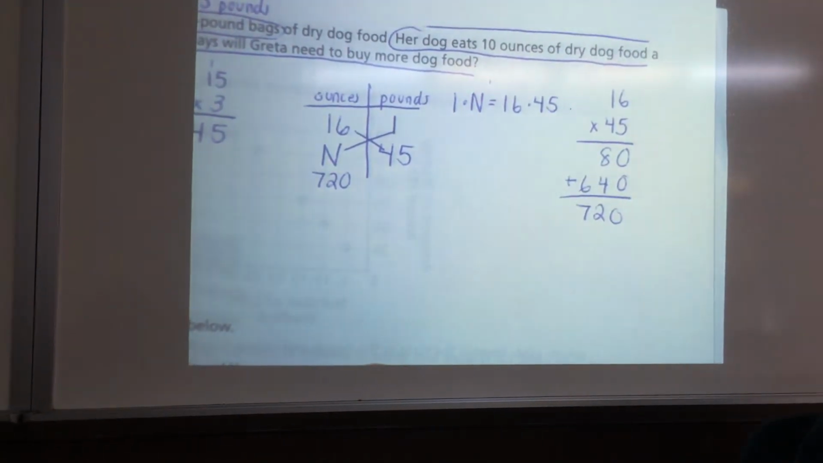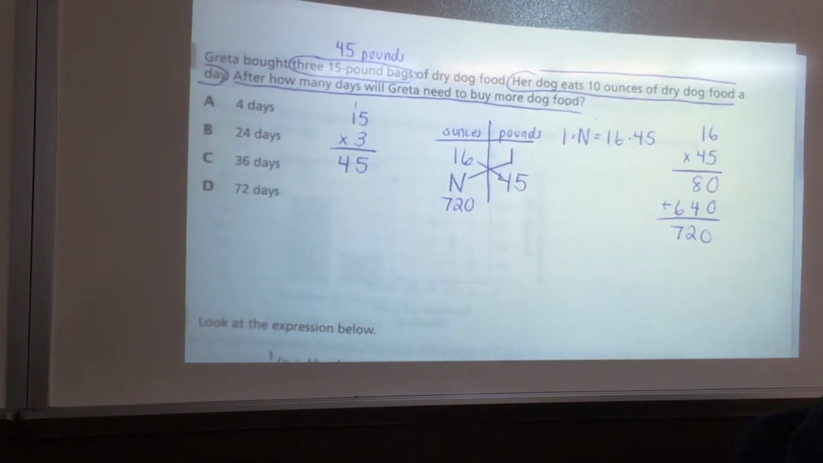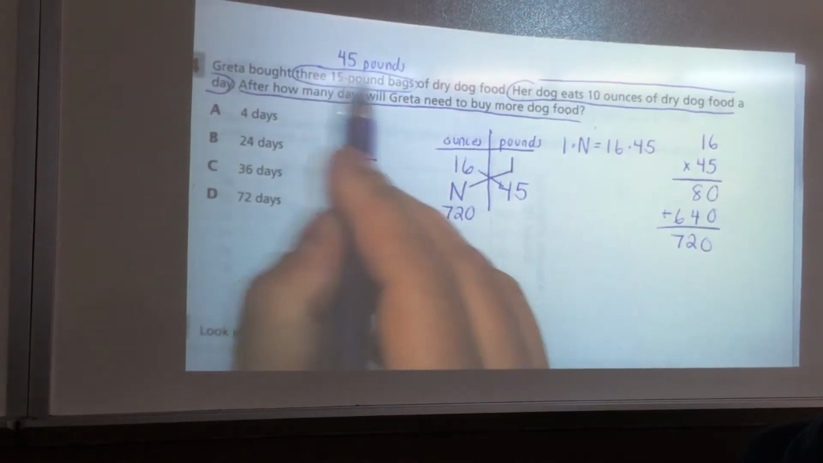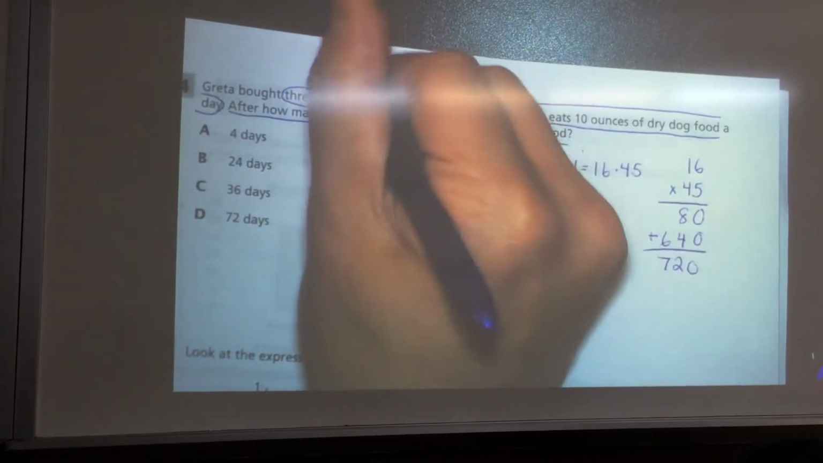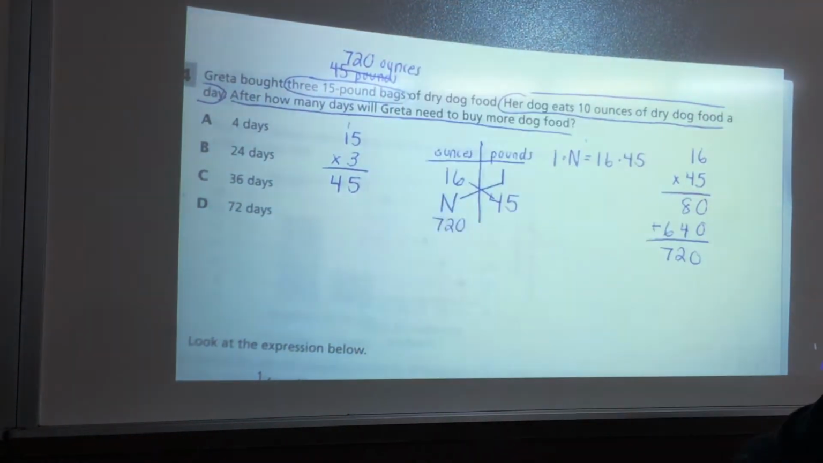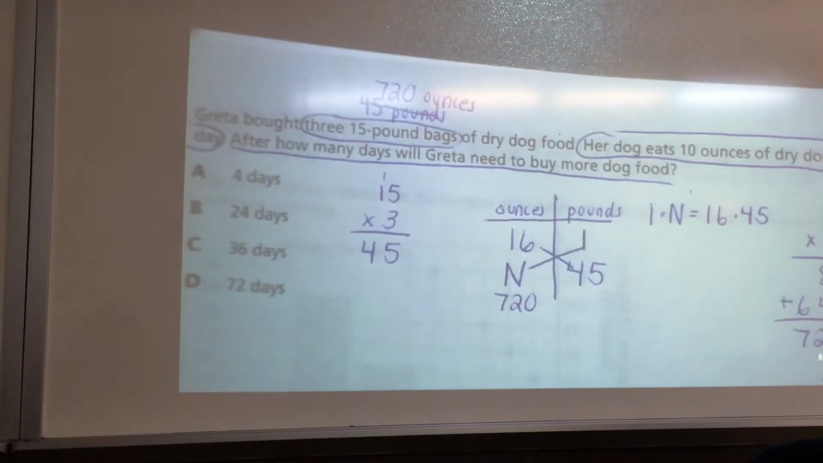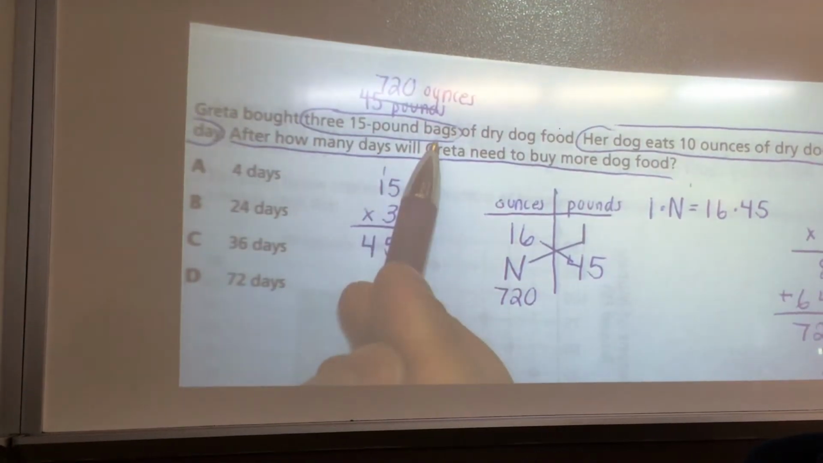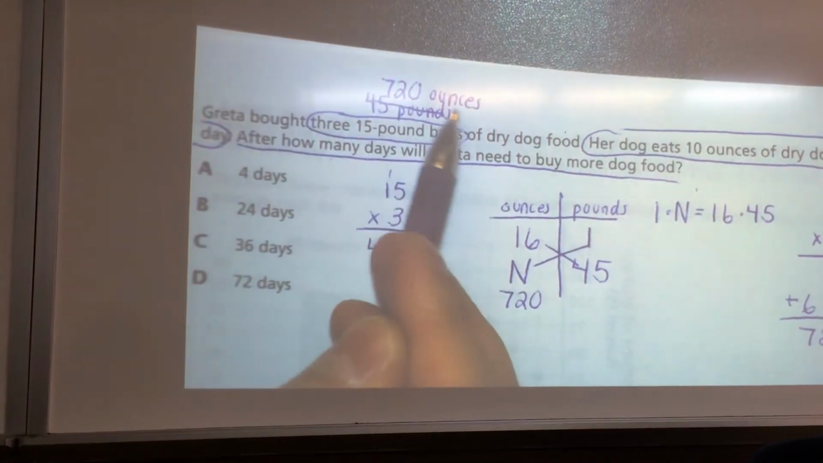Well, that means that instead of saying Greta bought 45 pounds, we can actually say she bought 720 ounces of dry dog food. So you see how tricky this was? We went from 3 15-pound bags to 45 pounds, then we made that into ounces.